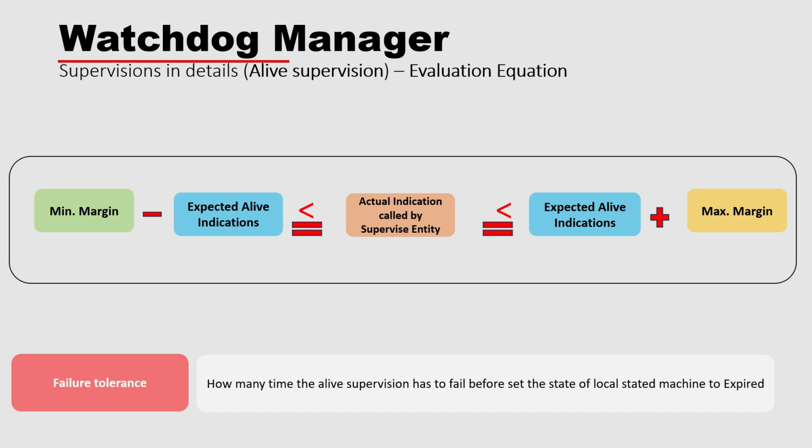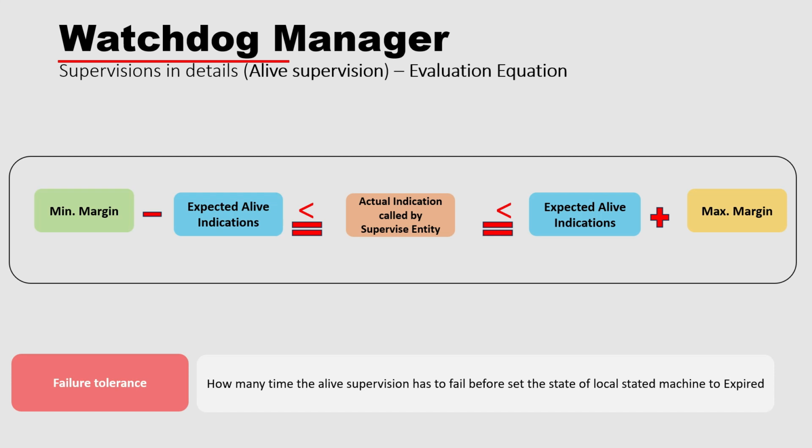we have 10 alive indications because this runs every 10 milliseconds. So after 100 milliseconds, it will come 10 times. But if the minimum margin is 1 and the maximum margin is 1, we are allowing values from 9 to 11 executions. So 9, 10, 11 are all correct values and will lead to a correct evaluation for the supervised entity.